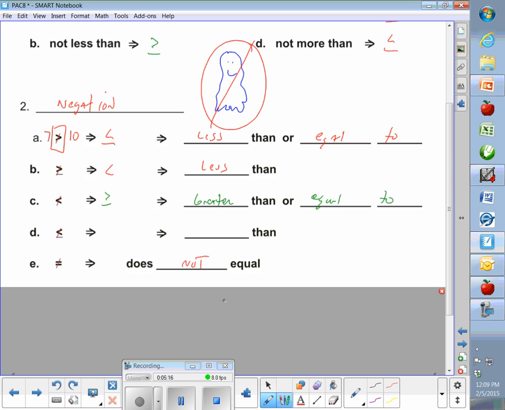Greater than or equal to. And therefore, D should be A. Say it if you know it. A greater than.